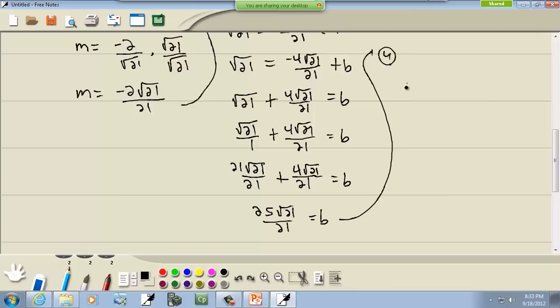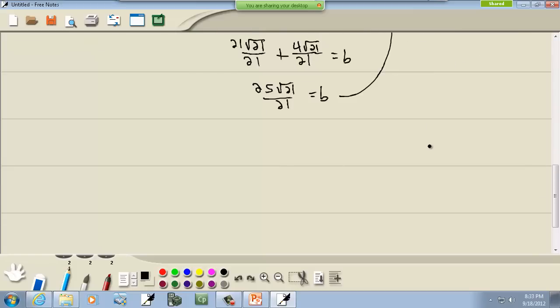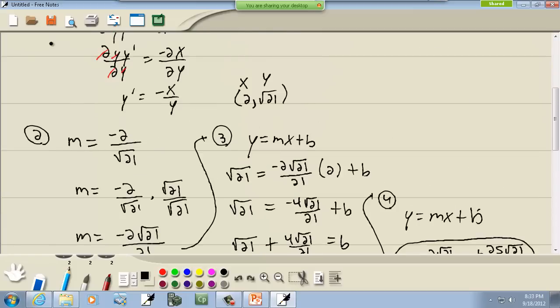Step 4. Actually write our answer down. We found m. M was negative 2 square root of 21 over 21, so we'll plug that in. X. And we found b, which was 25 square root of 21 over 21. So that's our equation of the tangent line. Not a very nice one for this one, but that'd be your answer.